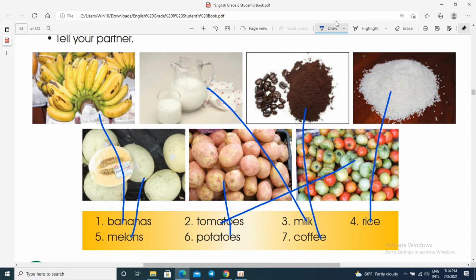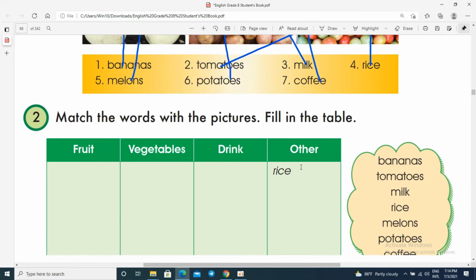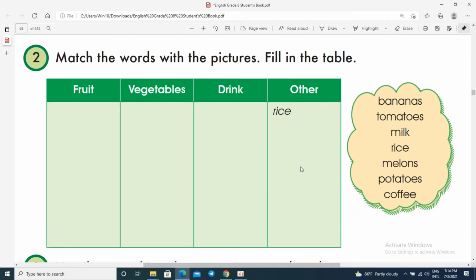Yeah. So now, I want you to see this. So now you fill in the table, you see? Bananas, tomatoes, milk, rice, melons, potatoes, and coffee. And here are the categories of those words. So, which categories can you place the words into?